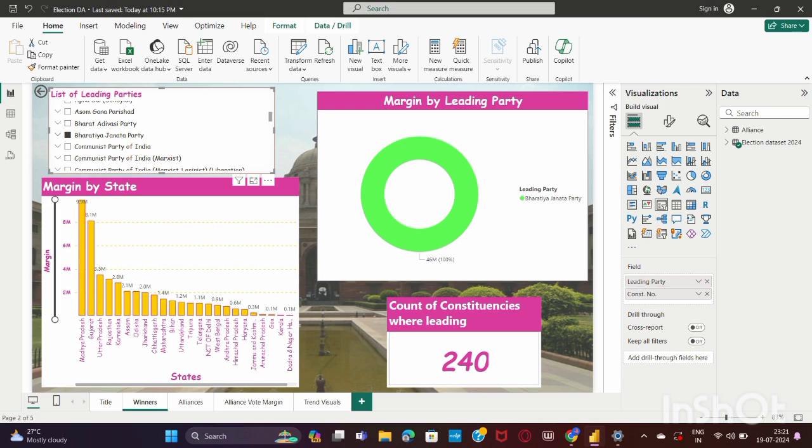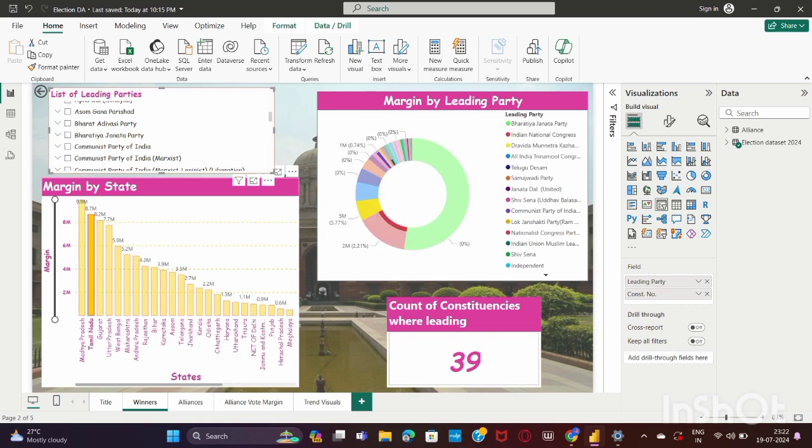For example, if we select Bharatiya Janata Party from the slicer, in the bar graph, we can only see the states where the party is leading and the total number of constituencies where it is leading. While if we select a state, say Tamil Nadu, we can see the total number of constituencies it has, and in the pie chart, the leading parties are highlighted. This helps us in identifying the division of vote margin party-wise and state-wise.